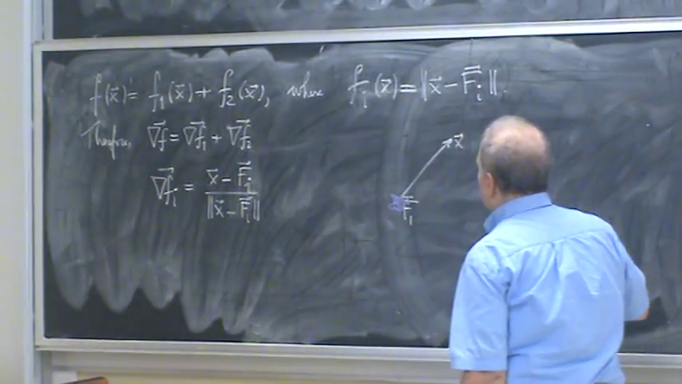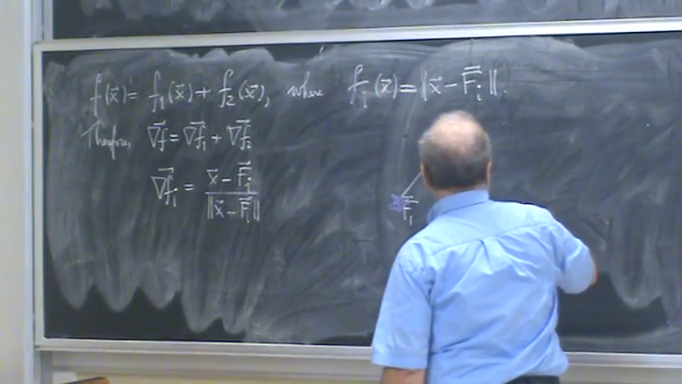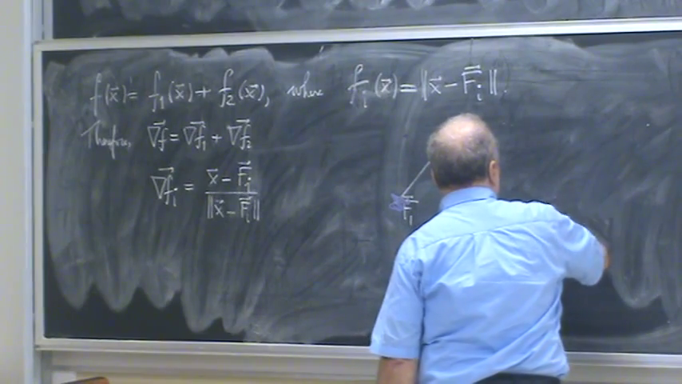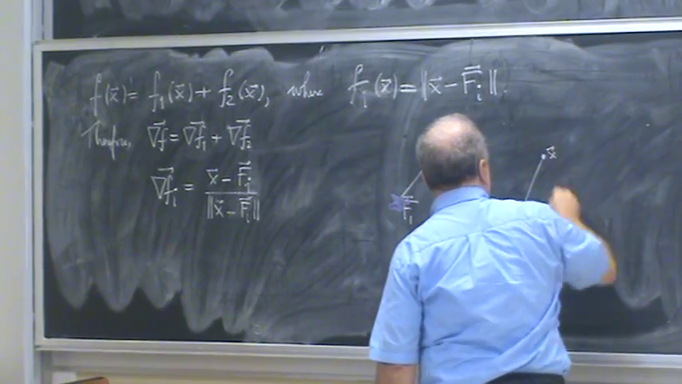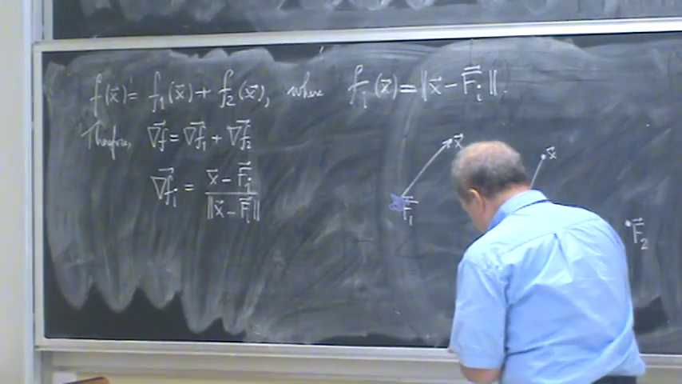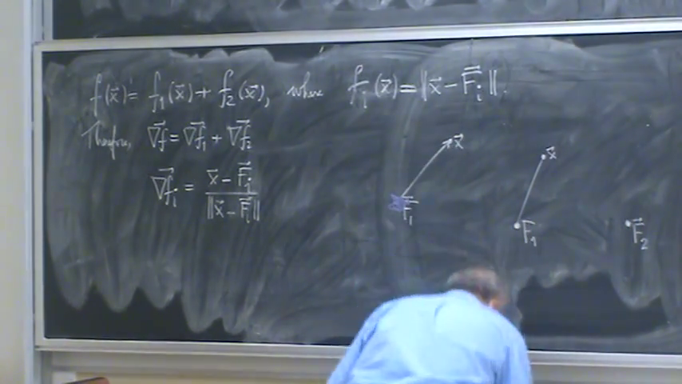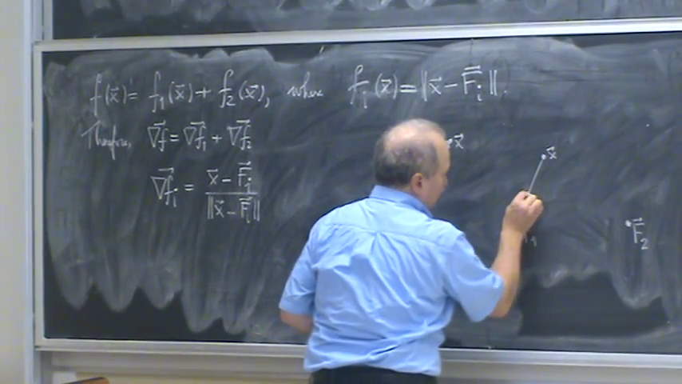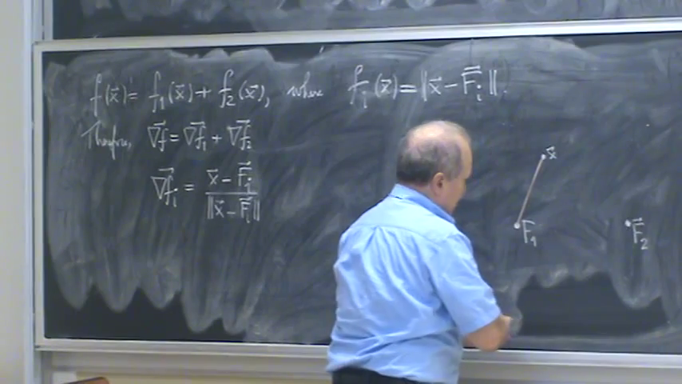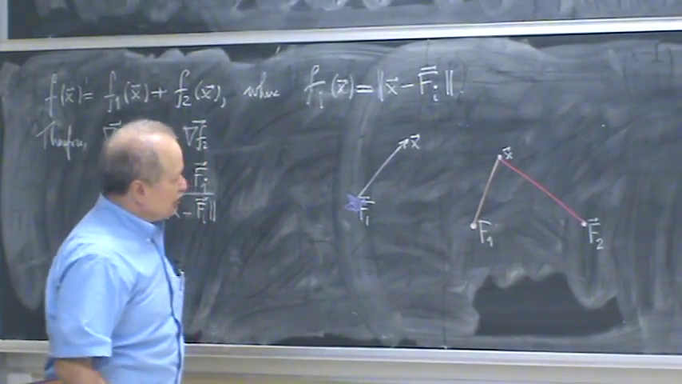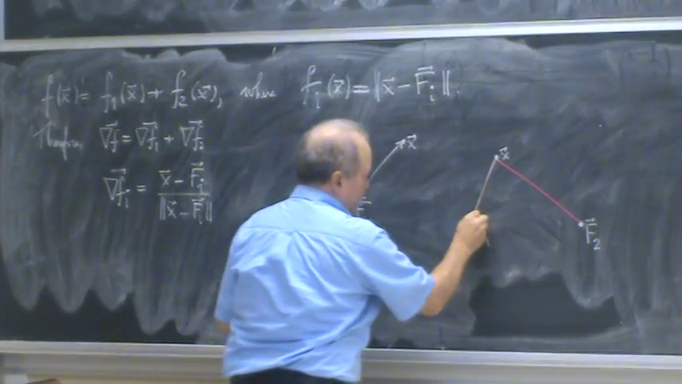So let's draw a new picture so that I don't have to mess with that one again. So here's f1 going to x. Here's f2 going to x. So let's color code these. Let's say this vector is brown, and let's say this vector is red. What does the gradient of little f1 look like?